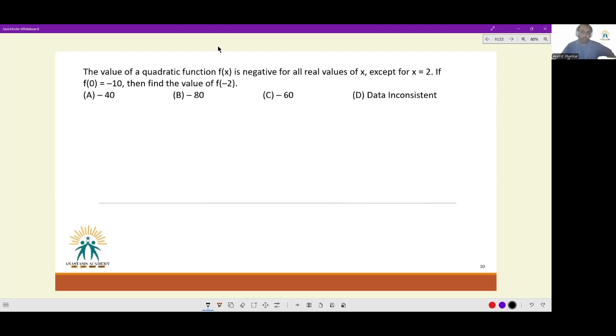Okay, next question now. The value of a quadratic function f(x) is negative for all real values of x except for x equal to 2. If f(0) is equal to minus 10, find the value of f(minus 2). Look at this. What this is saying is the value of the quadratic function is negative for all real values of x except for x equal to 2, which means the graph looks something like this. It is a downward facing parabola and the only root available is 2.